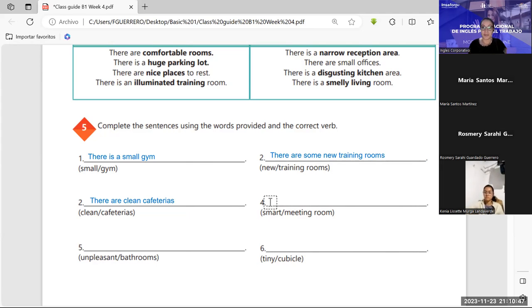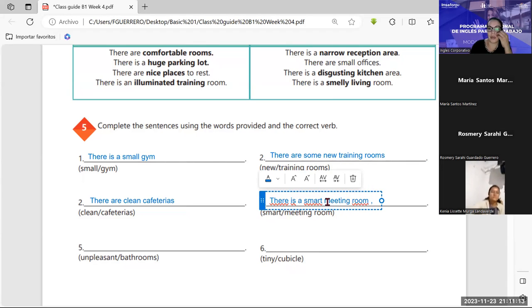Sería teacher, there is a smart meeting room. Yes, Rosemary, excellent. There is a smart meeting room. There is a smart meeting room. Okay, number five.